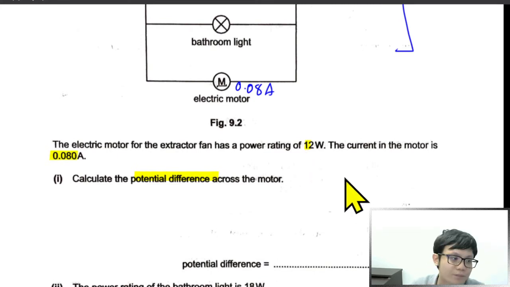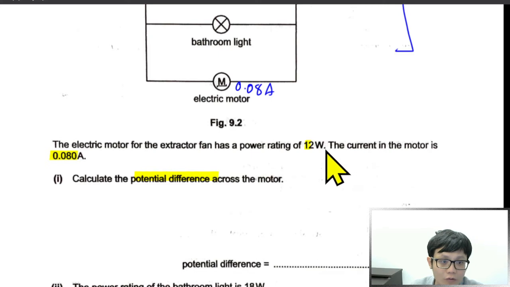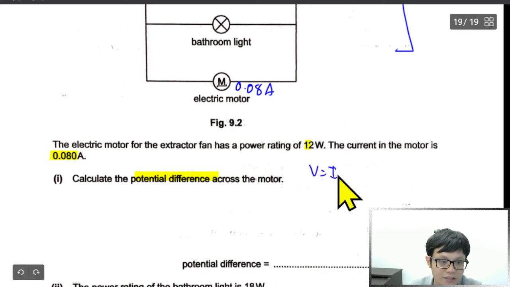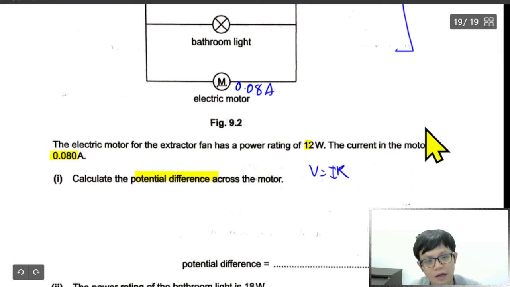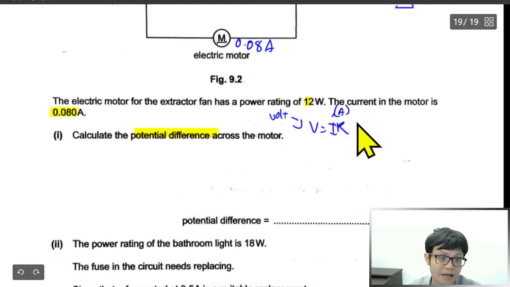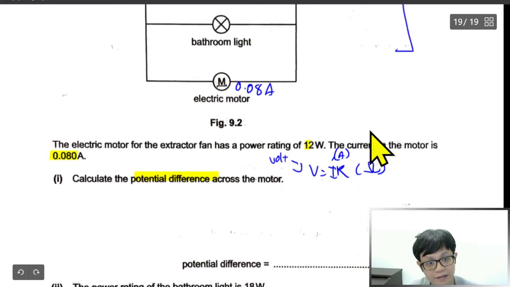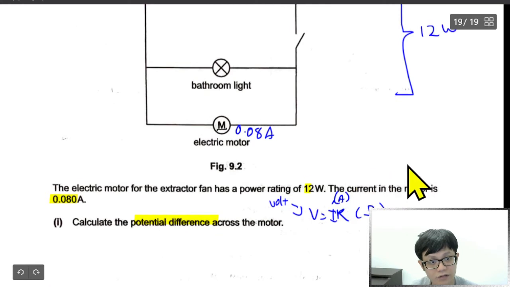What is the formula for power? I asked my student, what is the formula for power? He mentioned V equals IR, which is incorrect. V is the potential difference, in volts. I is the current, in amperes, A. R is the resistance. We are not using this formula because we don't know the resistance.